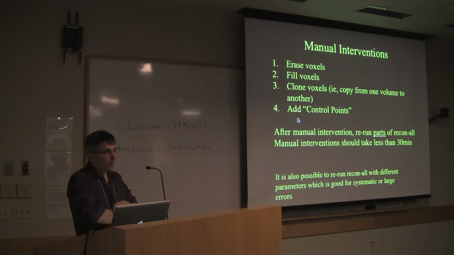So there are 4 manual interventions that you can make. You can erase a voxel. You can fill in a voxel. You can clone a voxel, which means to copy a voxel from one volume to another volume. And you can add something called a control point.